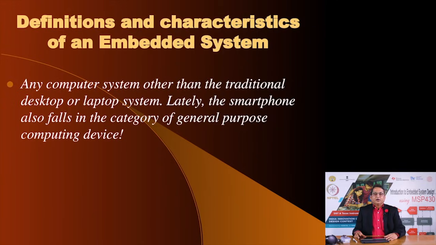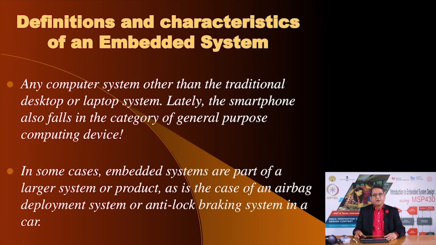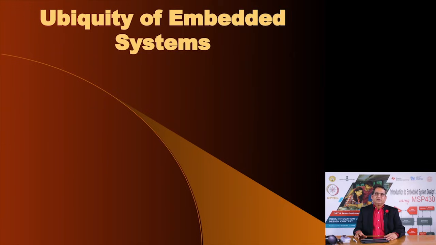system. In some cases, embedded systems are part of a larger system and you are not even aware that you are using such a system, and a case in point is the anti-lock brake system in a car or the deployment of the airbag system in a car. These are examples of embedded systems. Okay. Let us see how ubiquitous embedded systems are.